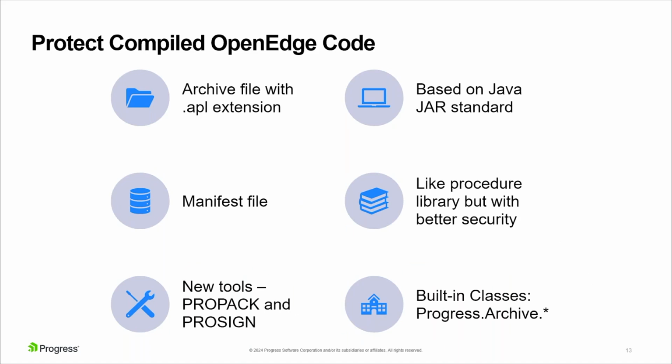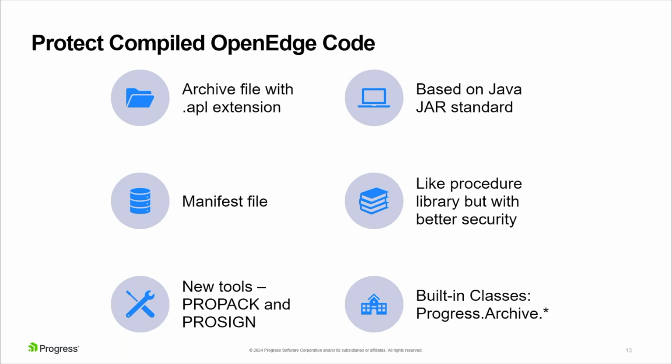So how do the archive files work? They are based on the Java standard of archive files, and it has a manifest file telling you what files are included with it. Where we have PLs today, you have a bunch of R code in all one file, and you insert that on your propath and run from it. Now you have an APL library file that you do the same thing with. You insert it in your propath and run based upon that.